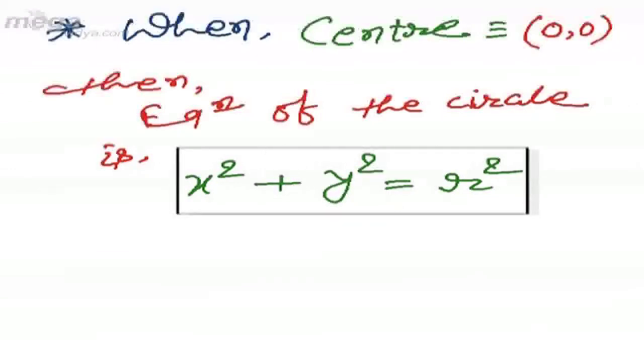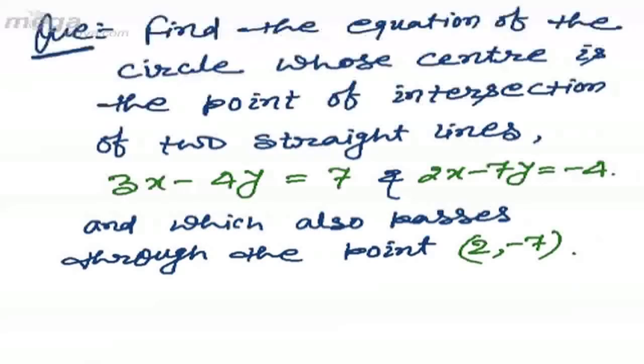By using these two concepts, I am taking a question based on these two. The question is, find the equation of the circle whose center is the point of intersection of two straight lines 3x minus 4y equal to 7 and 2x minus 7y is equal to minus 4, and which also passes through the point (2, minus 7).